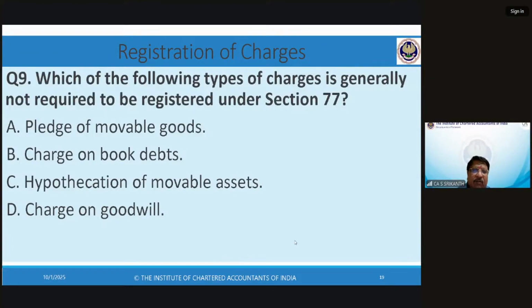Let us see. Friends, you cannot have a doubt about charge on book debts. Why? Because one of the examples we gave for floating charge was book debts. Stock in trade, book debts. When we create a charge on stock in trade and book debts, it is a floating charge. In those days, in section 125, there was a clear-cut statement that a charge not being a pledge on any movable goods. But now, such an exemption is not there in the section. But generally, pledge is not registrable under the Companies Act.